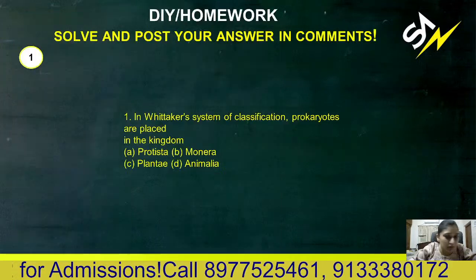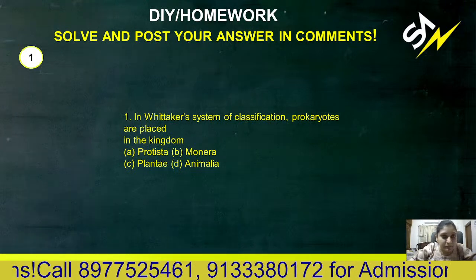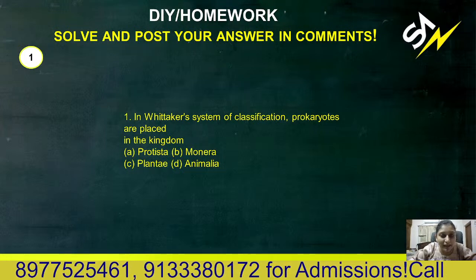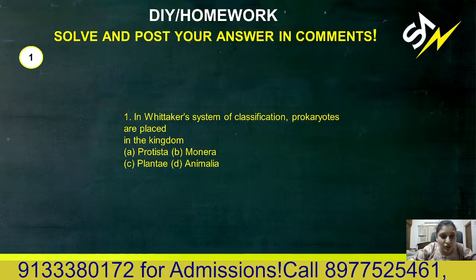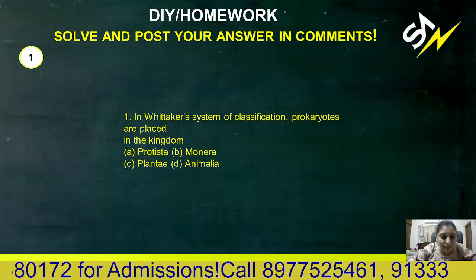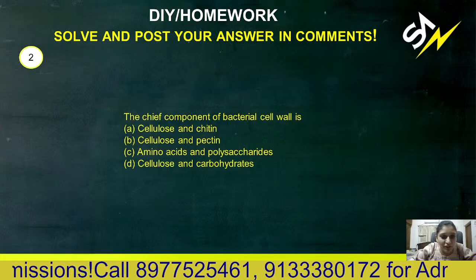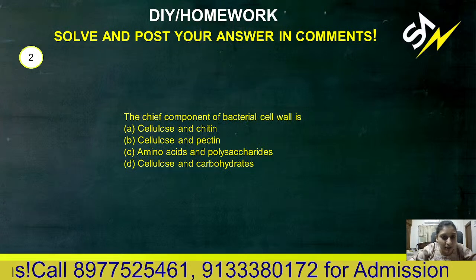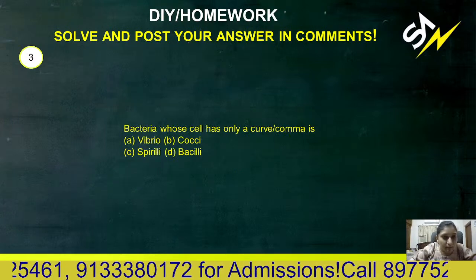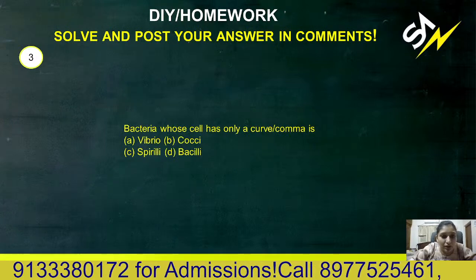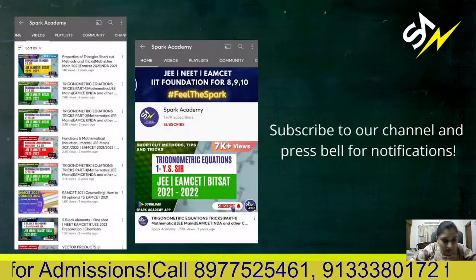This is your homework question. Right, Niharika, 10th is D, Nidhi, correct. So solve these questions and answer in the comment section. In the system of classification, prokaryotes are placed in which kingdom? Second question, the chief component of the bacterial cell wall is what? What is the cell wall of bacteria made up of? Third question, a bacterium whose cell is curved or comma-shaped is known as what?